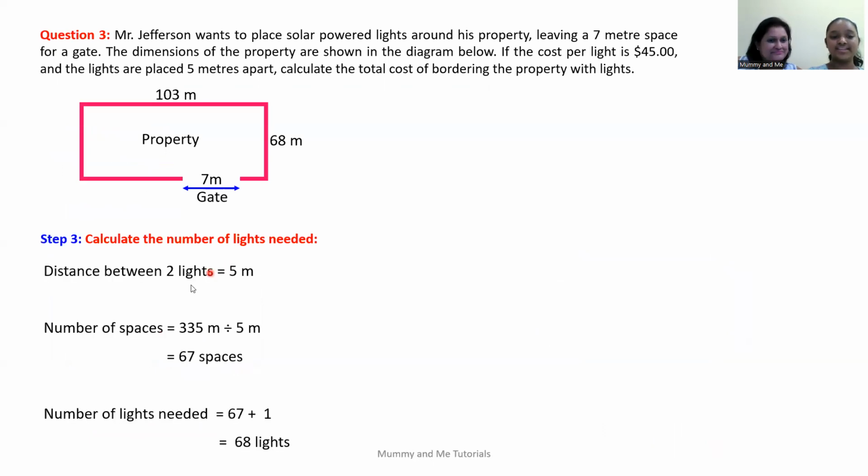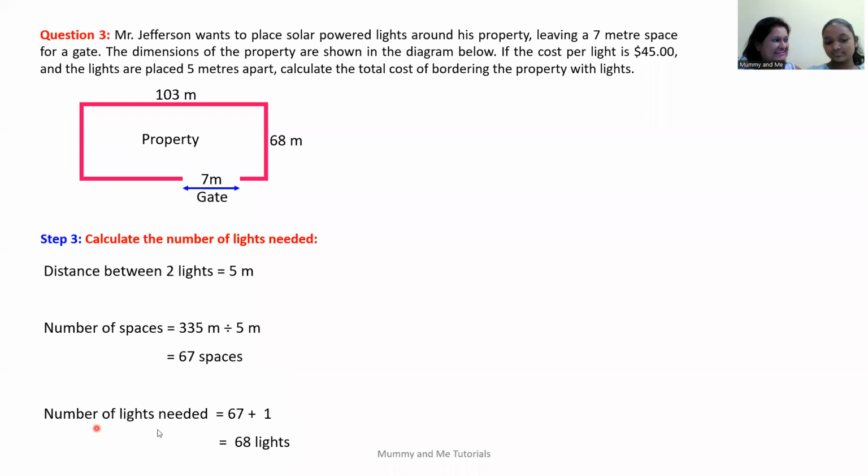Calculate the number of lights needed. So we know that the distance between 2 lights is equal to 5 meters. Therefore, the number of spaces that Mr. Jefferson has in his property is equal to the total perimeter bordered by lights, which is 335 meters, divided by the distance between 2 lights, which is 5 meters, and we will get 67 spaces.